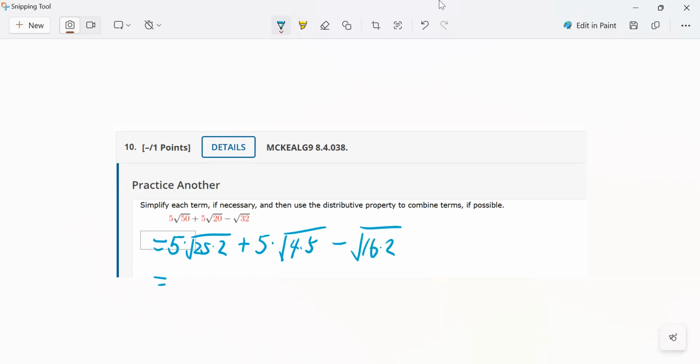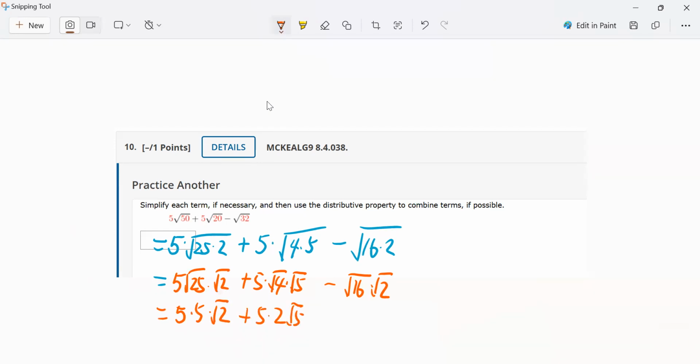Let's simplify from there. 5 radical 25 times radical 2, plus 5 times radical 4 times radical 5, minus radical 16 times radical 2. Now we get 5 times 5 times radical 2 plus 5 times 2 times radical 5, minus 4 radical 2. I'll get 5 times 5, 25 radical 2 plus 10 radical 5 minus 4 radical 2.